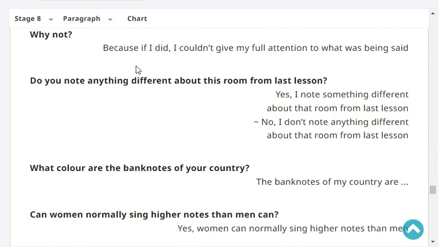What color are the banknotes of your country? The banknotes of my country are beige, let's say brown, etc.